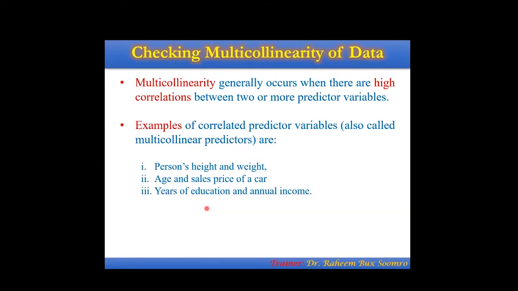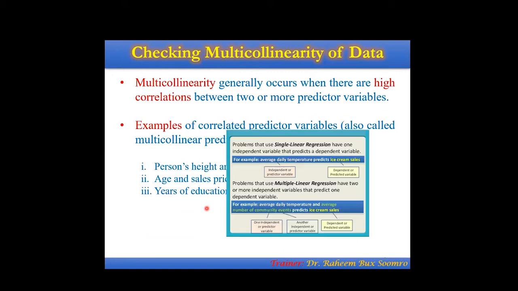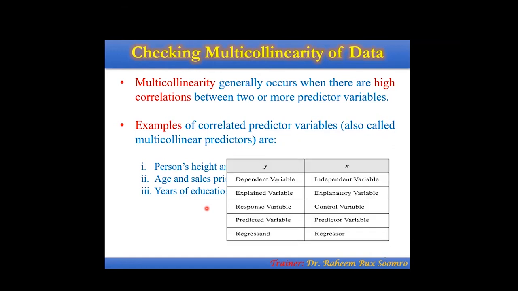First of all, we understand what multicollinearity is. It is very easy to understand. You know that in multiple regression, not simple regression, please note there is a difference between multiple regression and simple regression. In simple regression, there is only one dependent variable and one independent variable, while in multiple regression, there is one dependent variable and more than one independent variable.